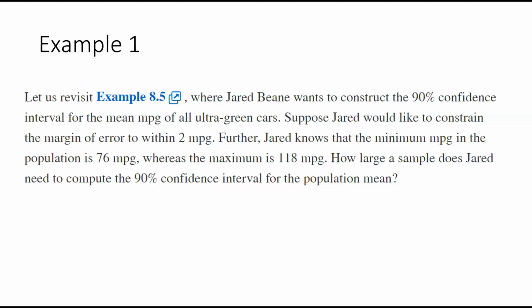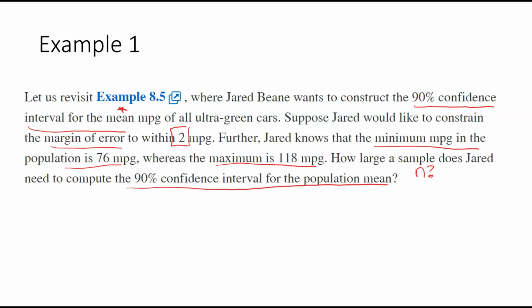Jared Bean wants to construct a 90% confidence interval for the mean of all ultra green cars. Suppose Jared would like to constrain the margin of error to within 2 mpgs. Further, he knows that the minimum mpg is 76 and the maximum is 118. How large a sample, so that's n, we don't know n, does Jared need to compute the 90% confidence for the population mean?